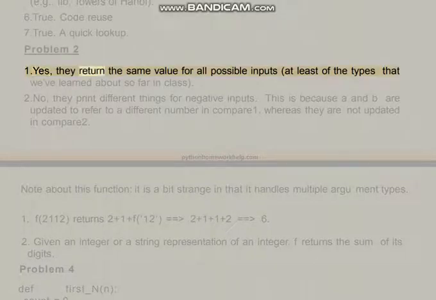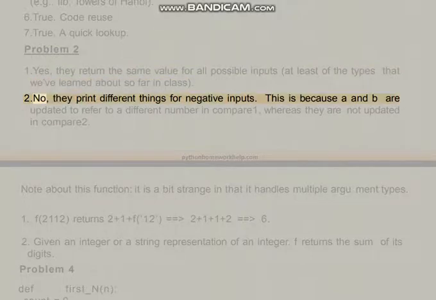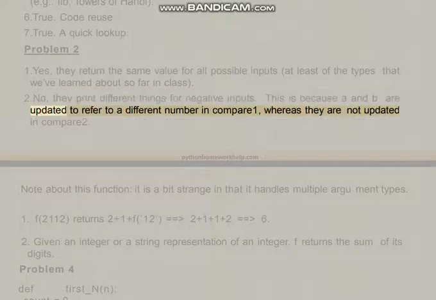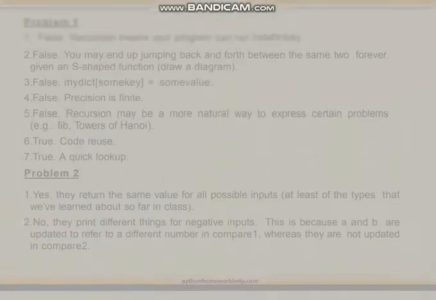Problem 2. 1. Yes, they return the same value for all possible inputs, at least of the types that we've learned about so far in class. 2. No, they print different things for negative inputs. This is because a and b are updated to refer to a different number in compare1, whereas they are not updated in compare2.